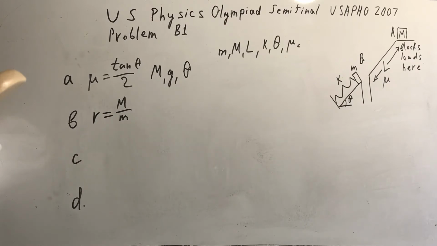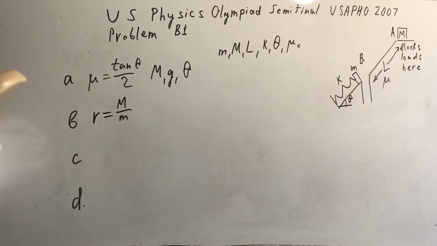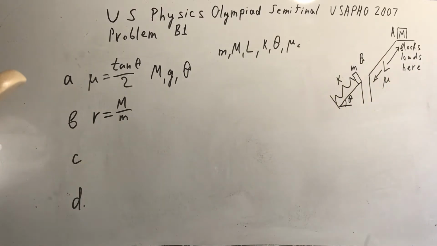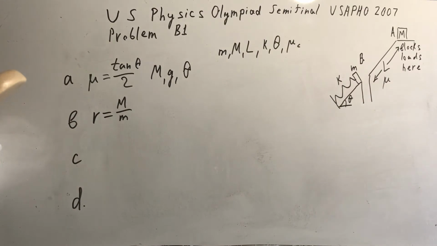So here we need to use the energy approach. It means that initially both blocks are not moving, so kinetic energy is 0, and afterwards, after one cycle, again both blocks stop and kinetic energy is 0. It means that we have to equalize energies gained from gravity and spent through friction.